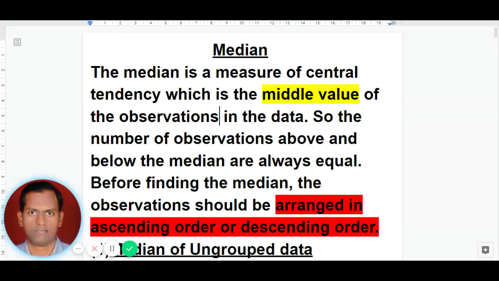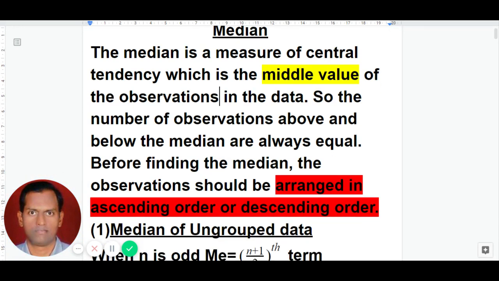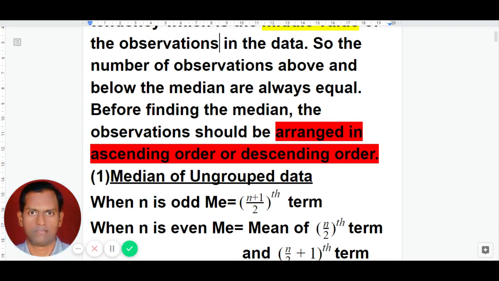Because it is the middle value, the number of observations above the middle value and the number of observations below the middle value are equal. Dear students, remember one thing. Before finding the median, the observations should be arranged in ascending order or descending order.